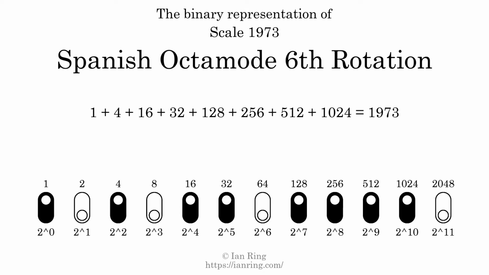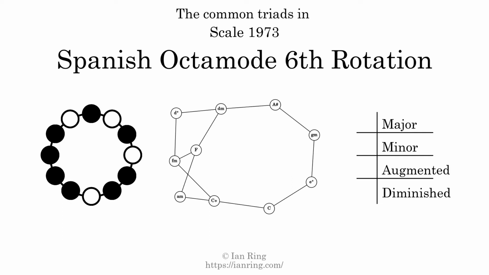1973. The scale number not only enumerates the scale with a unique index, but it also literally describes the tonal content of the scale. Represented as a binary number in base 2, the scale number is 0111101100101. Here are the common triads present in this scale.